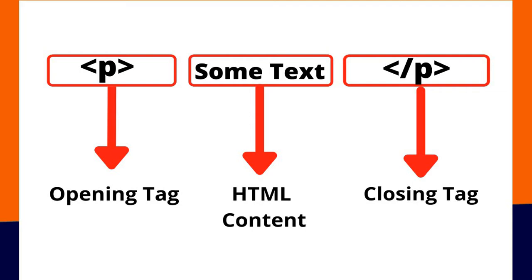So when a web browser reads an HTML document, it reads from top to bottom and left to right. HTML tags are used to create HTML documents and render their properties. Each HTML tag has different properties.